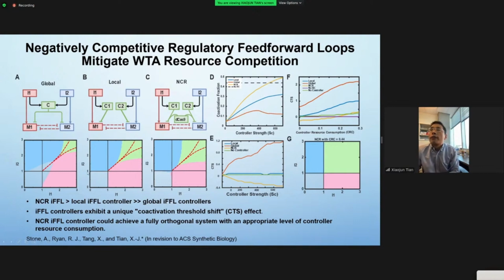What is different from the negative feedback controller is that we found a shift of the co-activation threshold from this (1,1) to positive, larger than (1,1) for the global controller, but negative, smaller than (1,1), for the NCR controller. And if we increase controller strength, we can see the shift is very significant for the NCR and the global, but opposite: for the NCR we have a negative shift, but for the global we have a positive shift. And then we consider that maybe we can use that. If we consider the resource consumption by the circuit, then we can change this shift from negative to positive, and we could have an almost orthogonal system using this NCR feed-forward controller. That is very similar to the ideal case, almost independent, right?